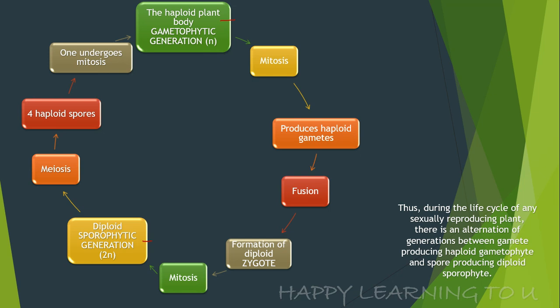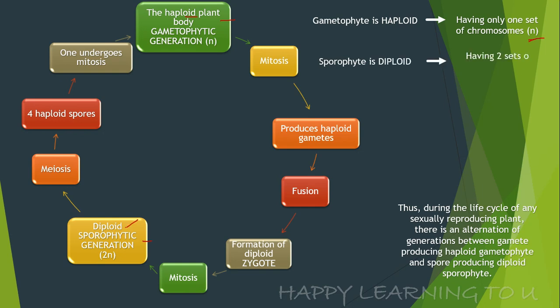Now, let me explain this cycle. For that, let's understand that the gametophyte here is haploid. That means it is having only one set of chromosomes. So only one set, that's this N. And the sporophyte here you can see is diploid, which means it is having 2 sets of chromosomes. So that is 2N. Diploid meaning 2 and haploid meaning 1. So when I say N, it is haploid and 2N is diploid.